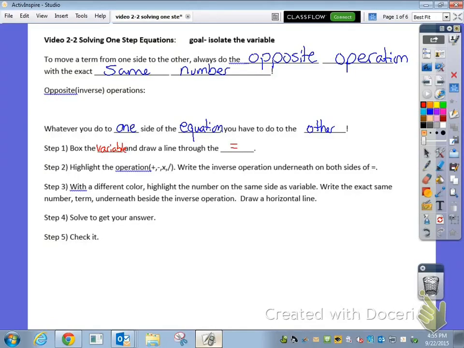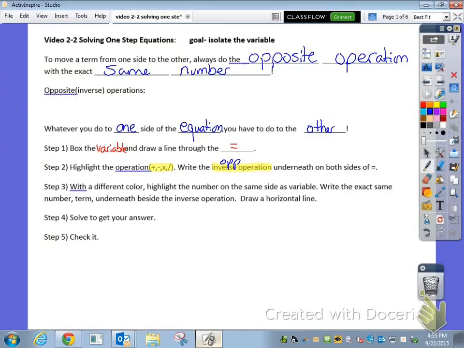And then I'm going to have you highlight the operation. Now, when I want you to highlight the operation, that's going to be either add, subtract, multiply, or divide. And then you're going to write the inverse operation. You're going to write the opposite operation, okay? The opposite operation underneath on each side of the equal sign.